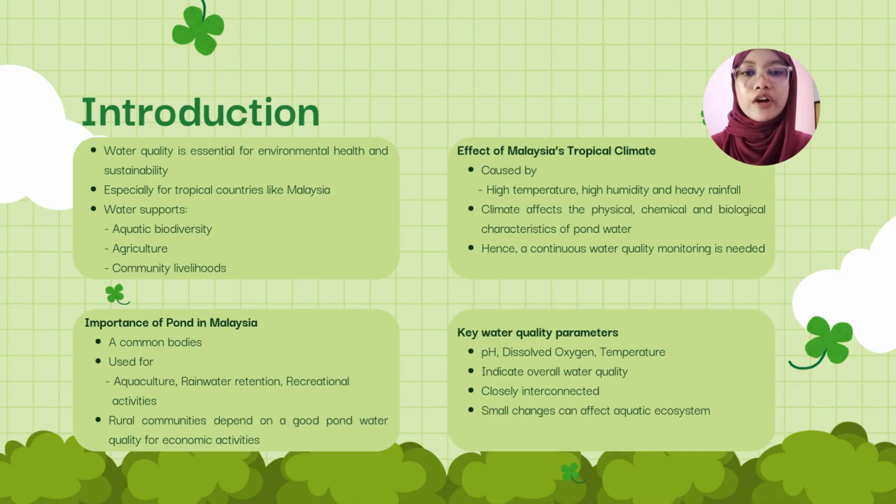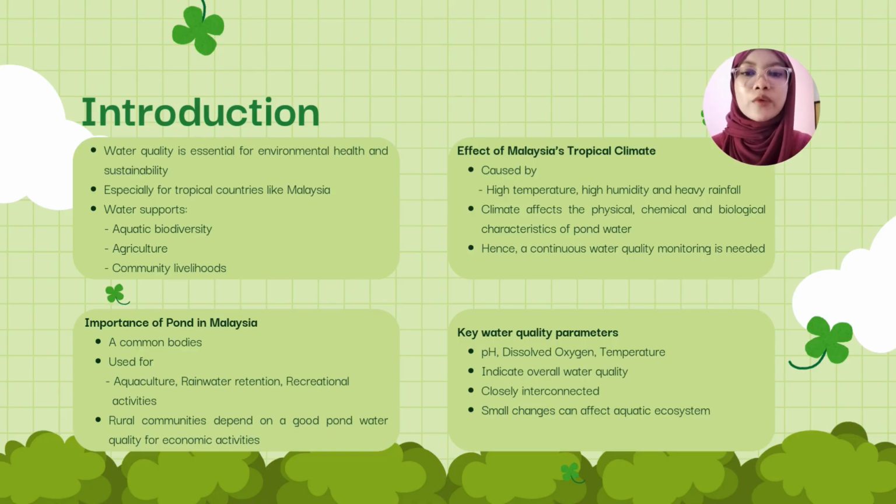So, what is the effect of tropical climate? Malaysia experiences a tropical climate with high temperature, high humidity, and heavy rainfall throughout the year. These conditions significantly affect the physical, chemical, and biological characteristics of pond water, making regular water quality monitoring necessary.